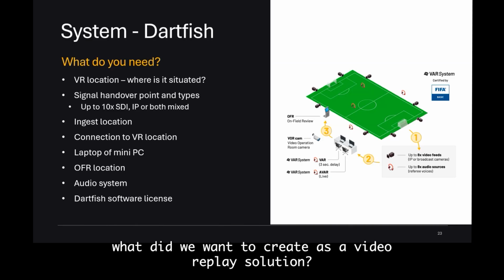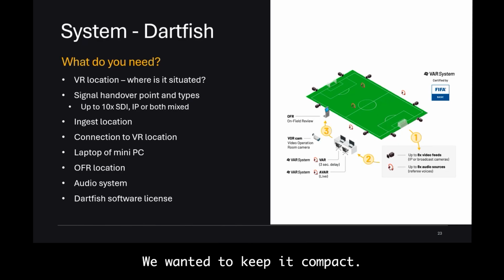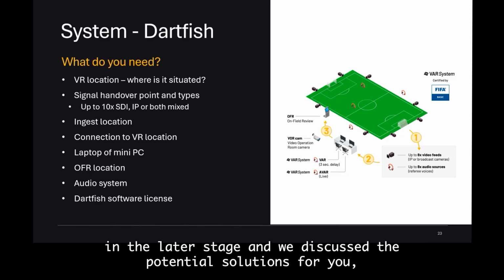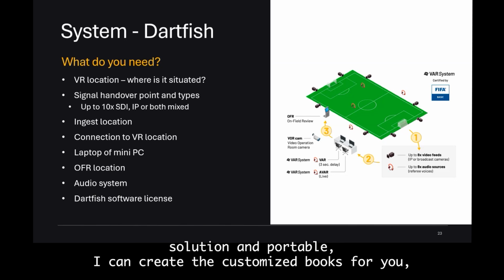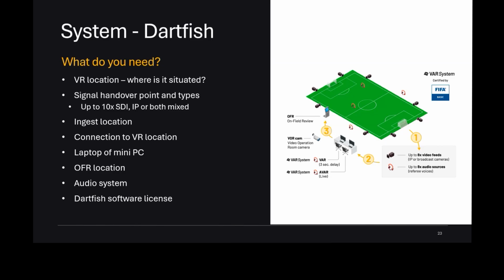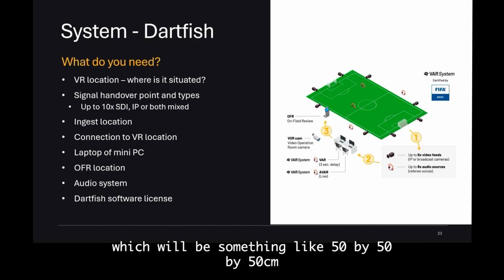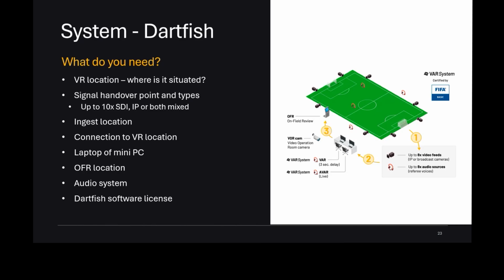So what did we want to create as a video replay solution? We wanted to keep it compact. We wanted to keep it small, portable. And this is the notion that we followed. So once you contact me at a later stage and we discuss the potential solutions for you, and you need a mobile and portable solution, I can create a customized box for you, which will be something like 50 by 50 by 50 centimeters per piece, roughly.